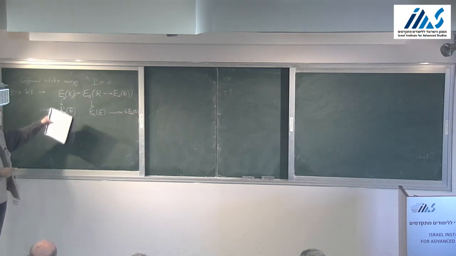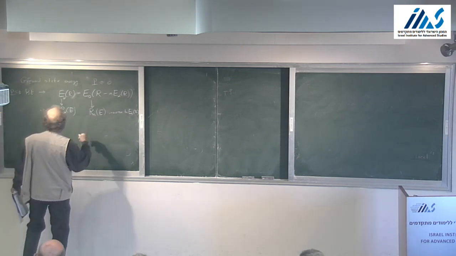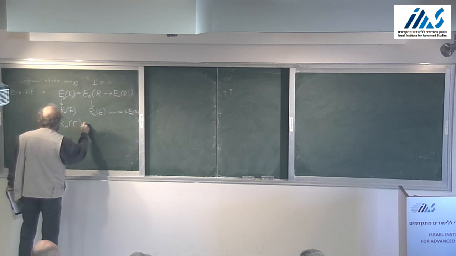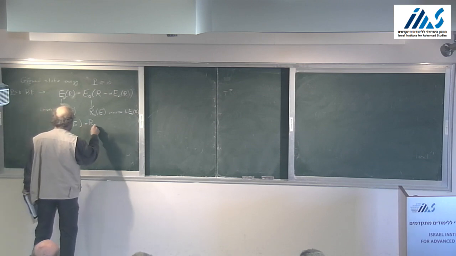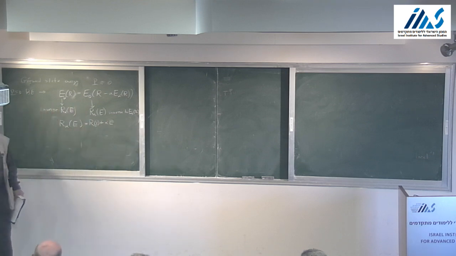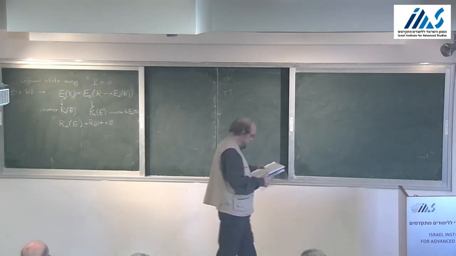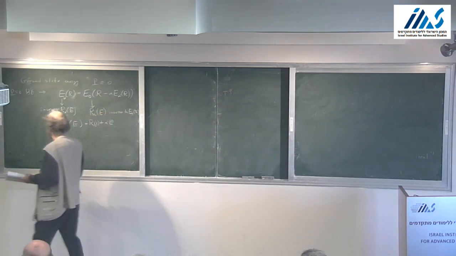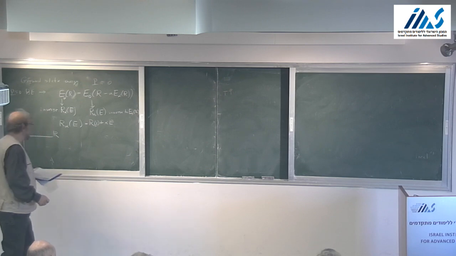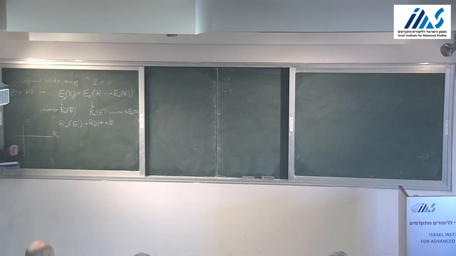Then this formula amounts to a simple affine transformation of these two objects. The solution is that R alpha of E is R naught of E, which I simply call R, plus alpha E. So if I start with some given R naught of E, I just add this term. If I have a plot of some energy level as a function of R, then deformation is simply taking this axis E and rotating it this or that way, depending on the sign of alpha.